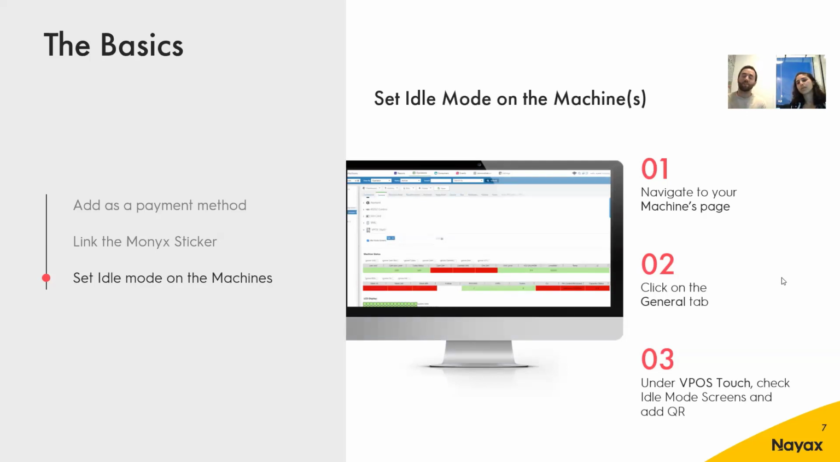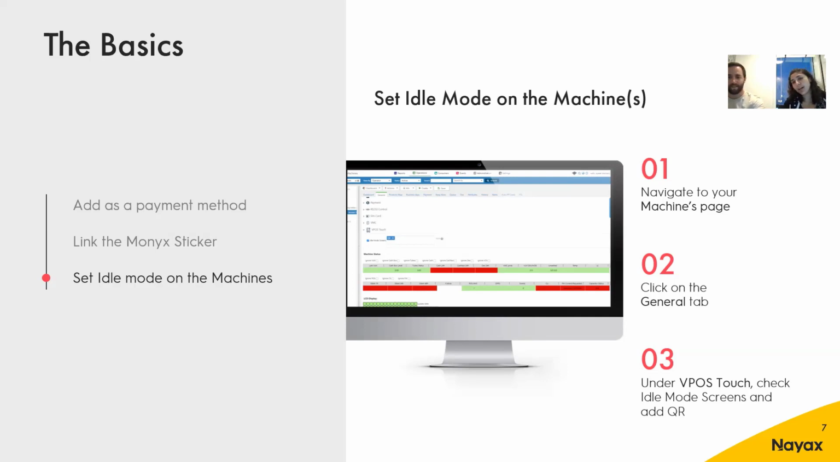You will see that on the list once you start typing. You will see a QR. Once you save that, it basically enables idle mode screens on your device. Then if you don't have any active transaction on the device itself, it will rotate between different screens. One of them is a QR code that your consumers will be able to scan directly from the VPOS Touch or from any of our devices that you have on your machines. And by that, I think we covered the basics that we need, right?